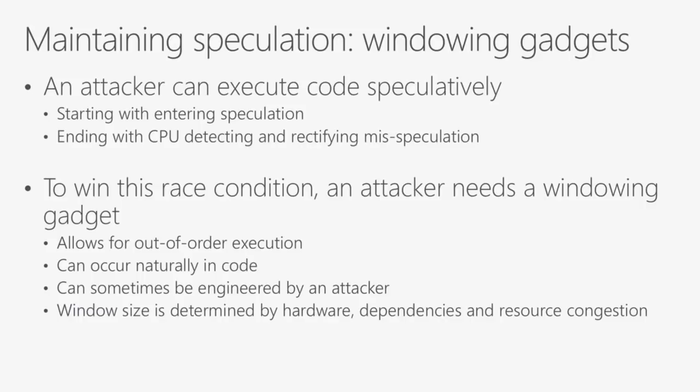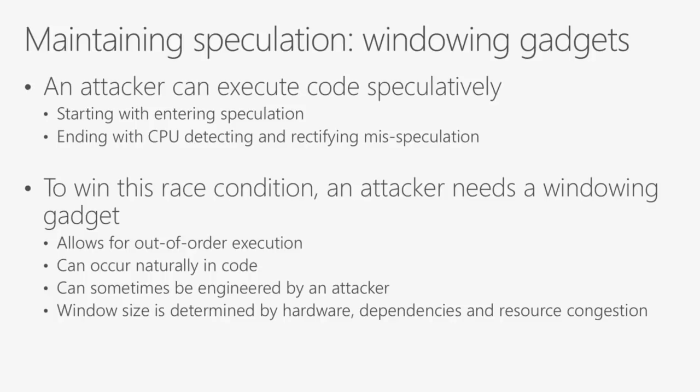All right, so now that we're able to trigger speculation, we need a windowing gadget. And once again, this is required so that speculation can execute for long enough that we are able to persist the results by reaching a disclosure gadget. So the key point here is that windowing gadgets can naturally occur in code. They can be something as simple as a dependency chain of arithmetic operations, for example, or more commonly, even just performing an uncached load.